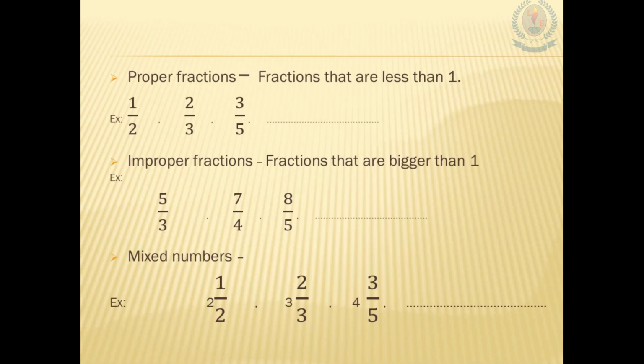For example, 5/3, 7/4 and 8/5. Mixed numbers consist of one whole number and a fraction part. For example, 2 and 1/2, 3 and 2/3, 4 and 3/5.